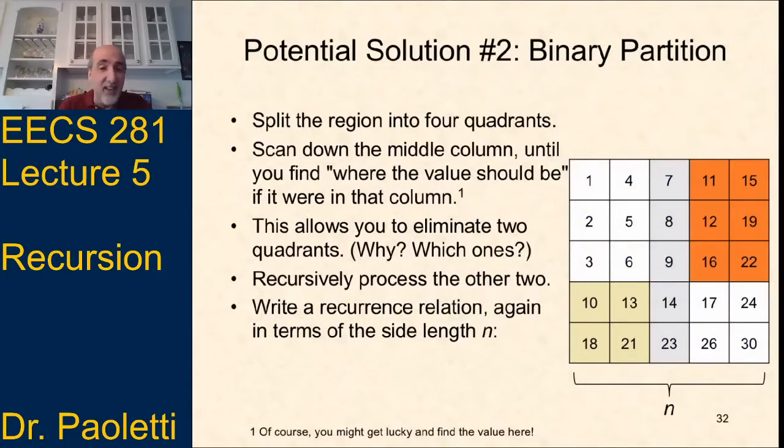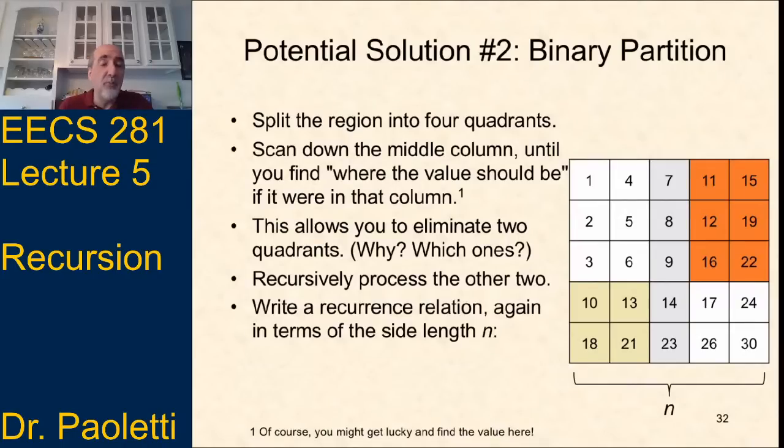Okay, another idea. Let's split it into 4 quadrants, but I'm going to scan the middle column to find where the value should be, if it was in there. Now, I could get lucky. If I was saying, hey, where is 14? I could get lucky and it's in the middle column and I find it there.